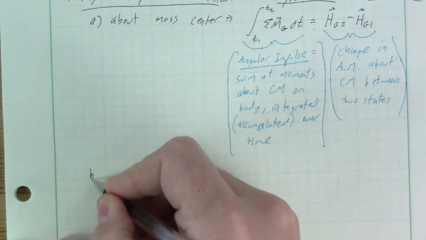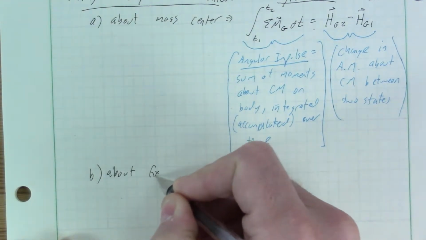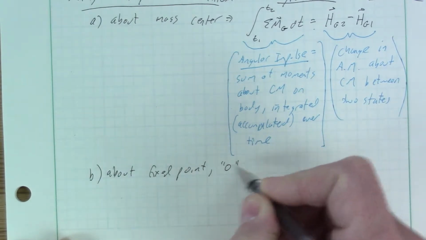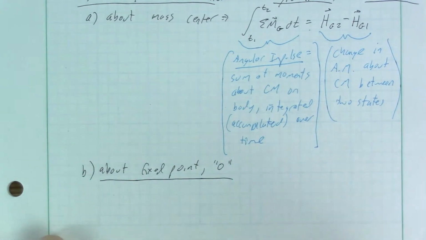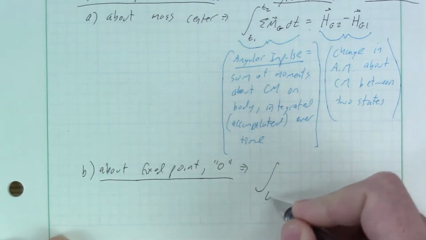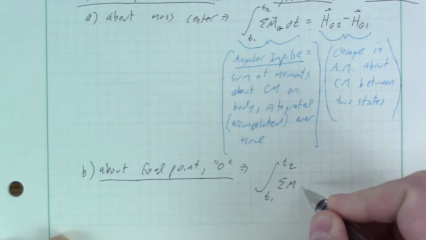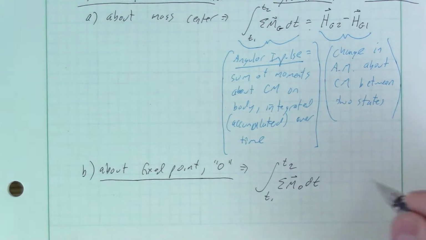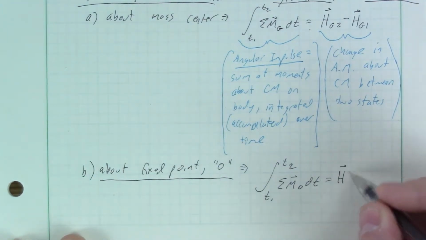Okay, then we could also do this about a fixed point. Call it O, as we've done in the past. Now this just means that the point itself isn't moving. We've seen this for the work energy, and back when we were talking about angular momentum too, that showed up here in the force mass acceleration for rigid bodies.